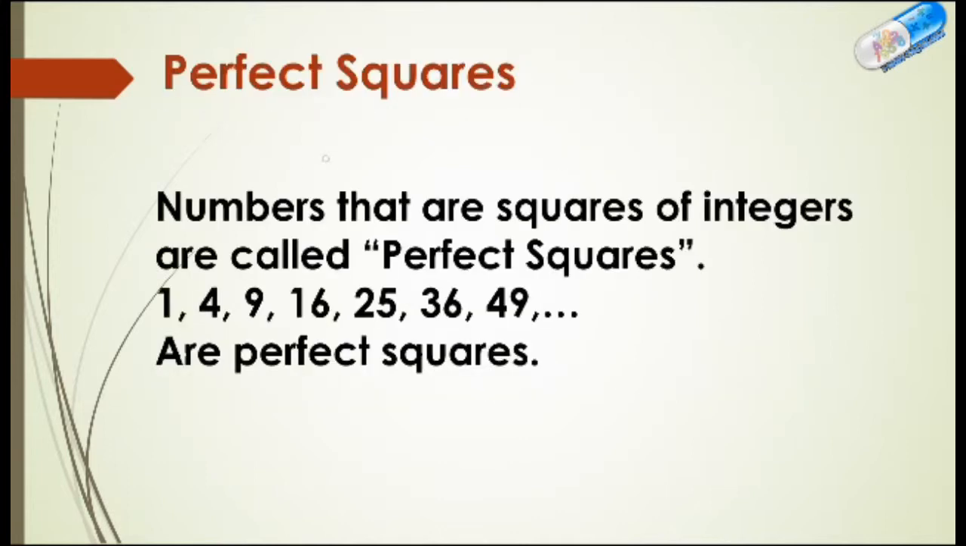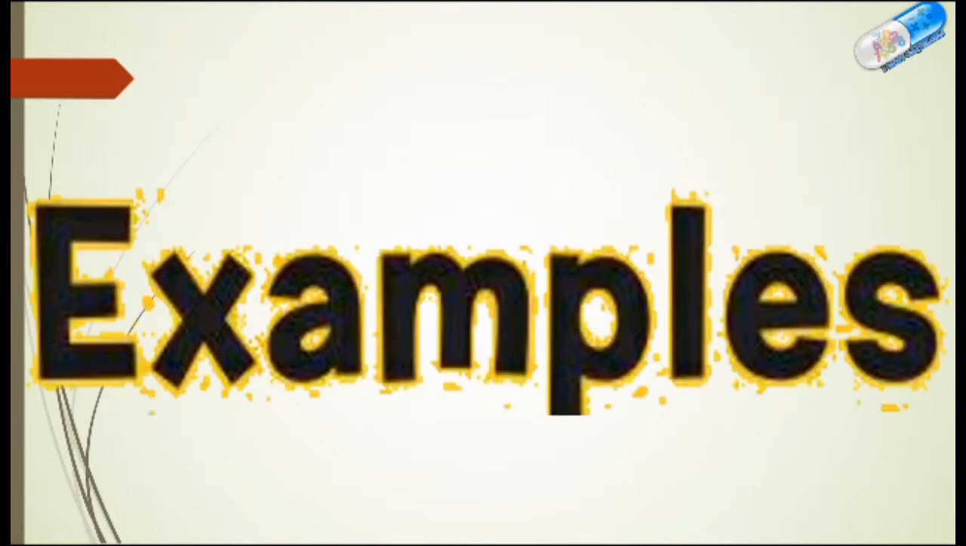Perfect squares. Perfect squares are numbers that are squares of integers, such as 1, 4, 9, 16, 25, 36, 49, and so on, because 1 is the square of 1, 4 is the square of 2, 9 is the square of 3, 16 is the square of 4, 25 is the square of 5, 36 is the square of 6, and 49 is the square of 7, and we can continue like this. These are called perfect squares because they are squares of integers.